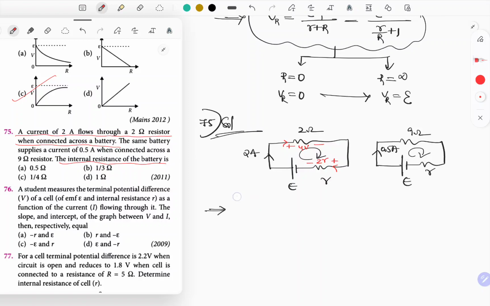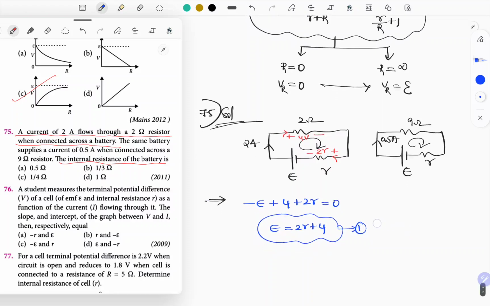So let's use KVL. You can start from anywhere, that's your wish. Minus E plus 4 plus 2R is equal to 0. Then from this, E is equal to 2R plus 4. This is equation 1. So you can start either in clockwise direction or anti-clockwise direction. You can start with any starting terminal or ending terminal of any element. I'm choosing the starting terminal here.